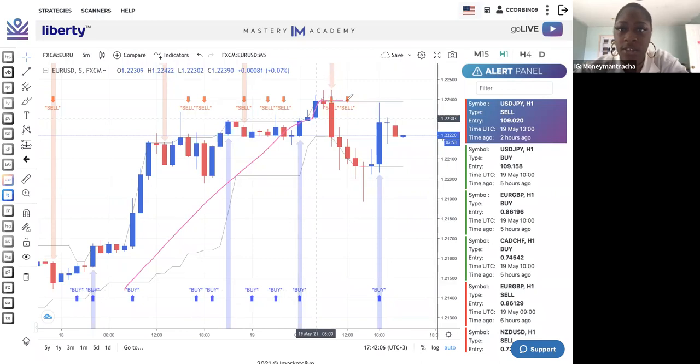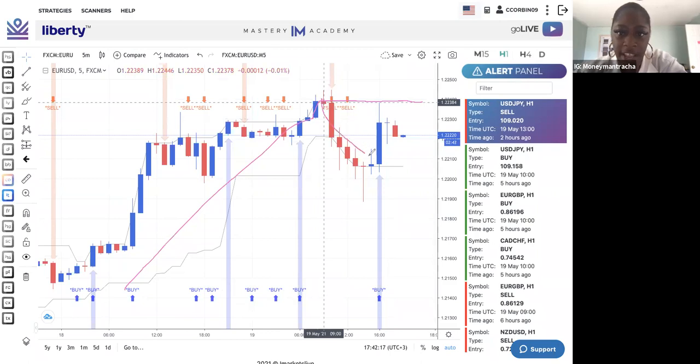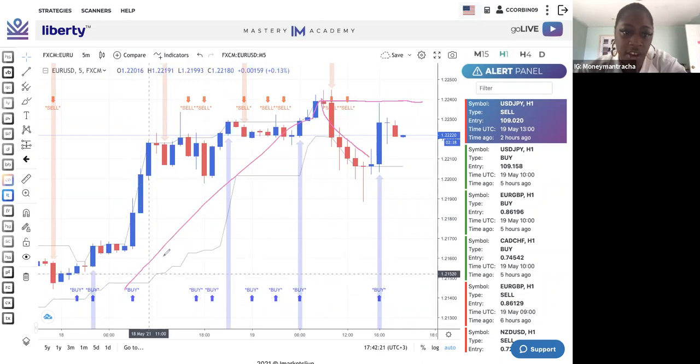So look what happened, family. Once the roller coaster hit our resistance, which is this straight black line I just told y'all about, once it finished going up and up and up, it actually dropped down. So whenever you see a series of blue candles, just think, all right, the ride is going up. Whenever you see a series of red candles, think the ride is going down.